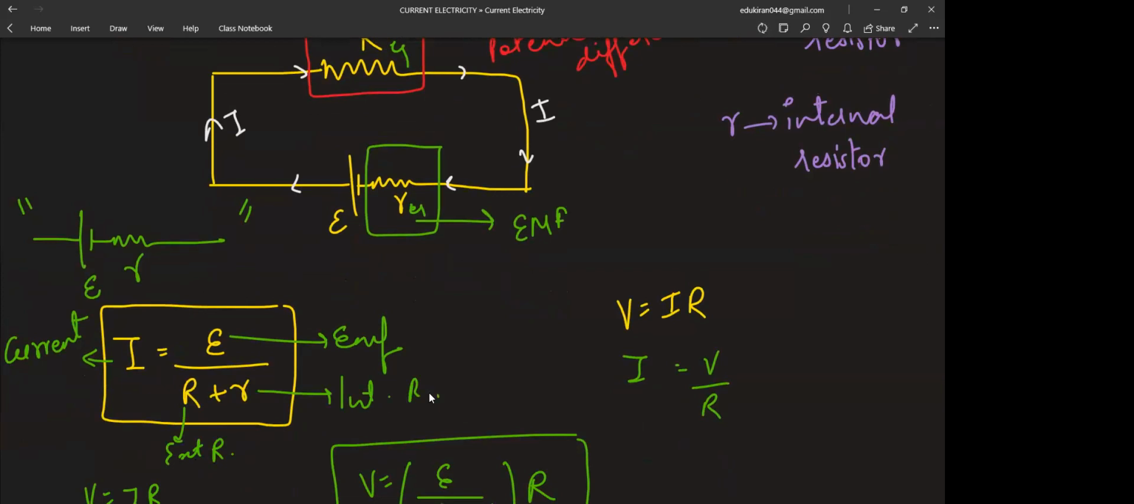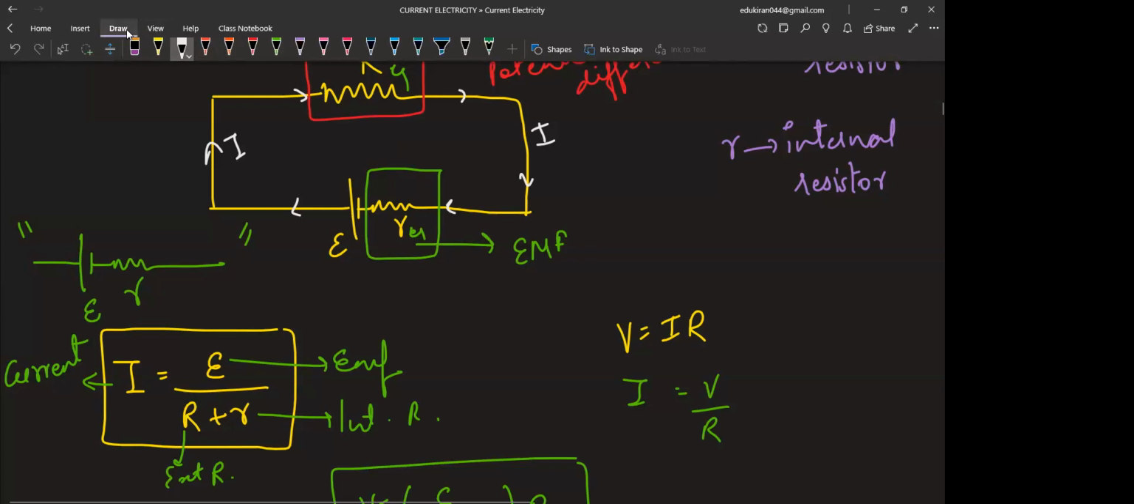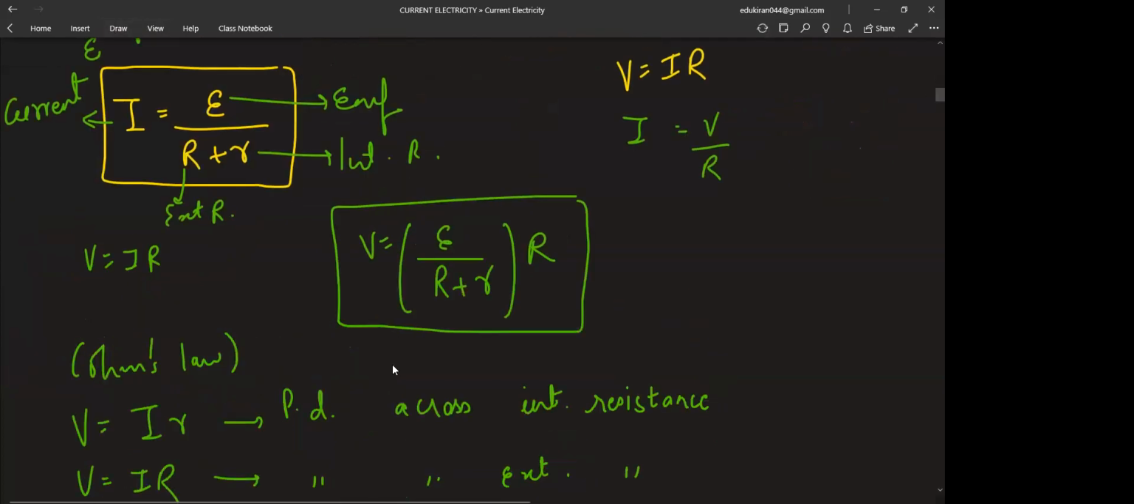Now look, this is the current. Now I want to find out the potential. This was the EMF. If I want to find out the potential, how will I find it? See, V is equal to I into R. Current is E by R plus r, and R is the external resistance. So using our Ohm's law, we can calculate the potential also. This is the potential difference. Just be aware of the terms because this becomes confusing at times. Because everything is just potential, potential, potential. Internal resistor, external resistor, all these things are there. So just be careful which term is being asked.